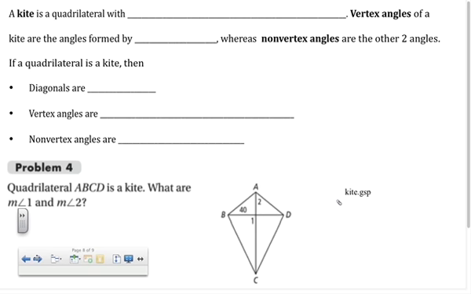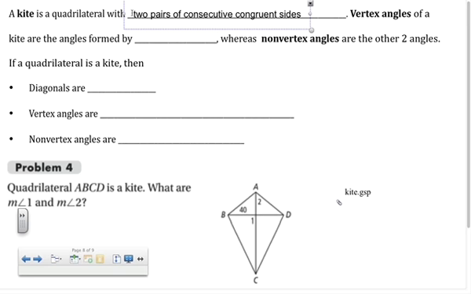Okay, the last: how would you define a kite? Well, let's keep it geometric, please. It does not have 4 congruent sides. It has 2 pairs of congruent sides, and it's very important that we indicate in our definition that it is a quadrilateral with 2 pairs of consecutive congruent sides.